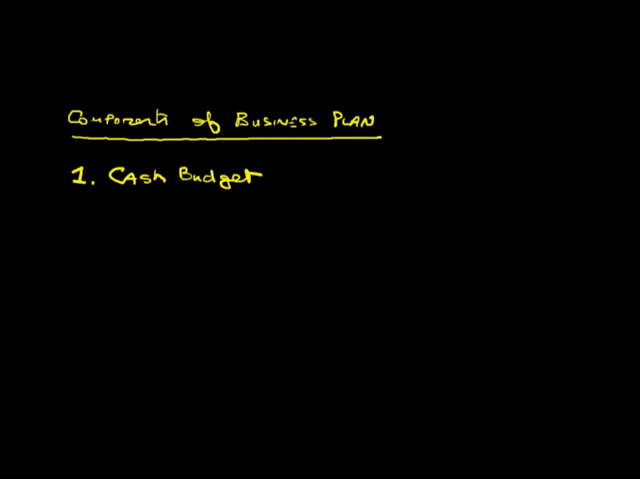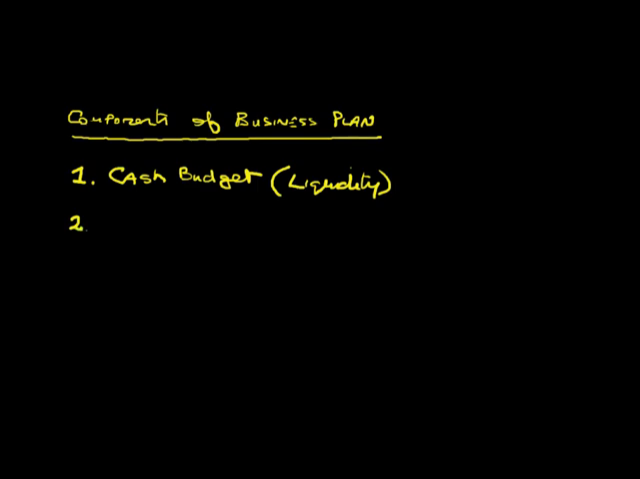So the cash budget is going to tell us about the future liquidity of the business, based on certain assumptions. We're going to have to make some assumptions about the future, and we're going to see if those assumptions are valid. What kind of a state will we be in from a liquidity point of view? Will we be short of cash? Will we have enough cash to run our business, and so on? So that's the first part of the business plan. And all our business plans will have these 3 components.